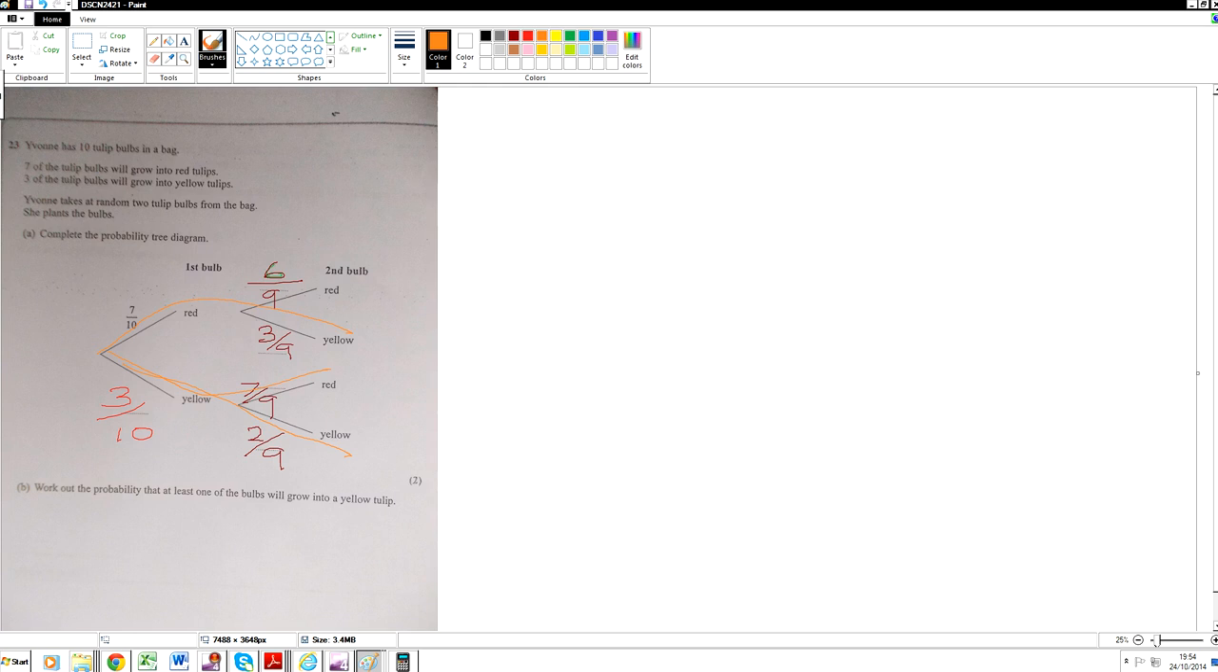Okay, well done. Excellent maths there. So let's look at these 3 possibilities: the probability of red and the probability of yellow, or the probability of yellow and the probability of red, or the probability of a yellow first and then another yellow.